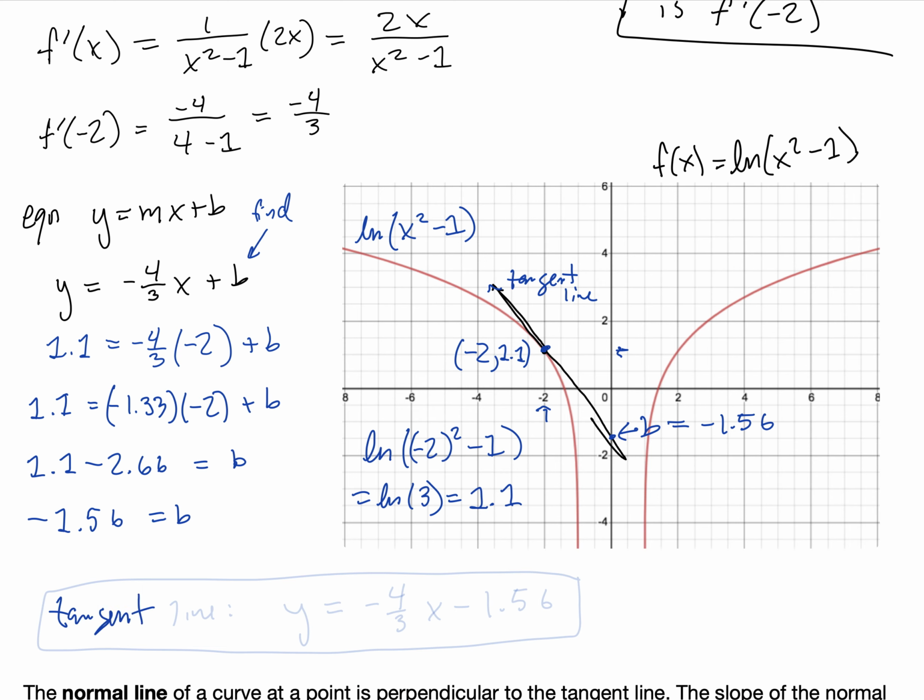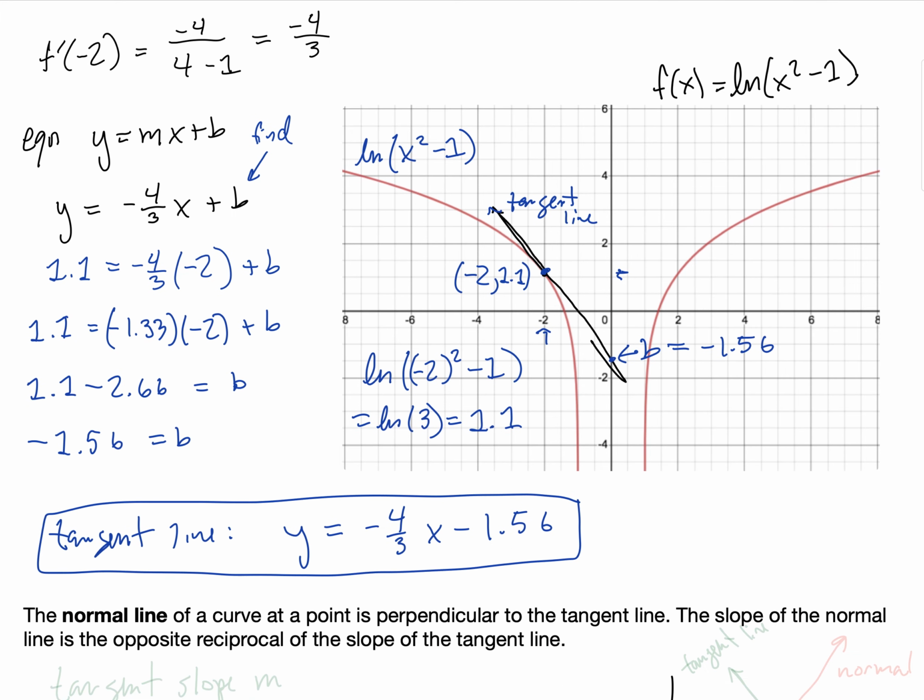The tangent line has the equation y equals negative 4/3 x plus b. B is negative 1.56 approximately. So that's the equation of our tangent line.